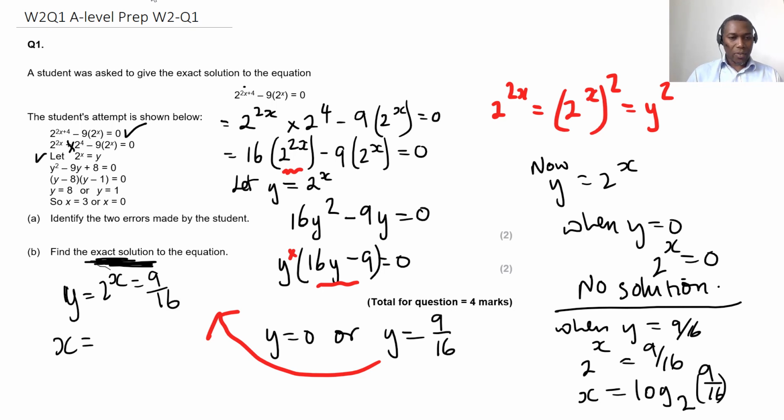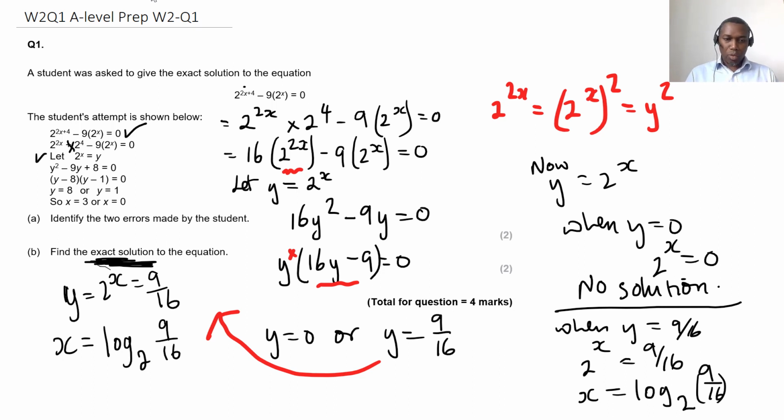That means that x is log base 2 of 9/16. That's our answer, our exact answer. And what does that mean? I mentioned a bit earlier, a log is the opposite of, or the inverse of, a power. Log base 2 of 9/16 is the idea you've got to think about. The logarithm is a power.